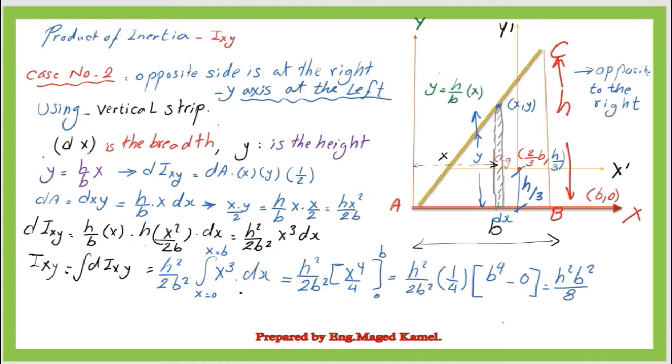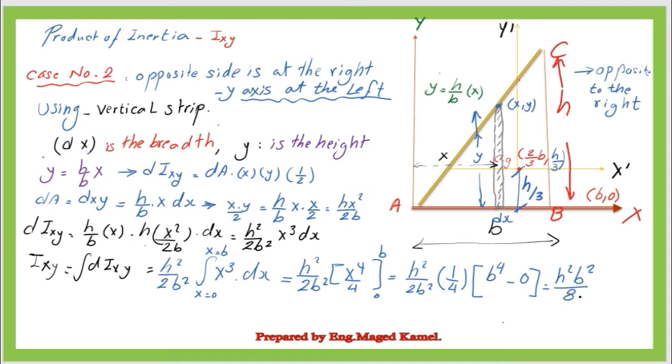The integration of x cubed dx will be x to the 4 divided by 4 inside brackets, multiplied by h squared over 2b squared. We are going to substitute from 0 to b. Then the Ixy expression will be equal to h squared divided by 2b squared multiplied by 1 over 4, open bracket, b to the 4 minus 0. Then at the end we'll get our expression as h squared b squared divided by 8.